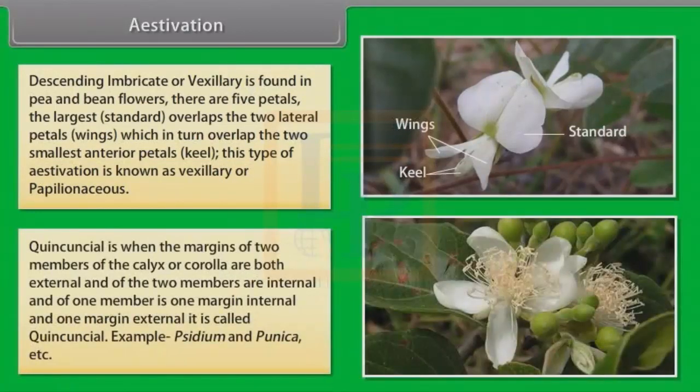Quincuncial is when the margins of 2 members of the calyx or corolla are both external, 2 members are internal, and of one member one margin is internal and one margin external. Then it is called quincuncial. Example: Psidium and Punica, etc.